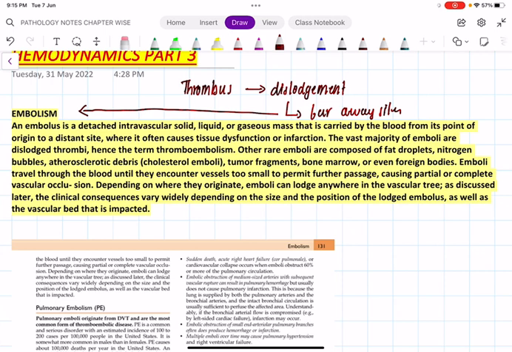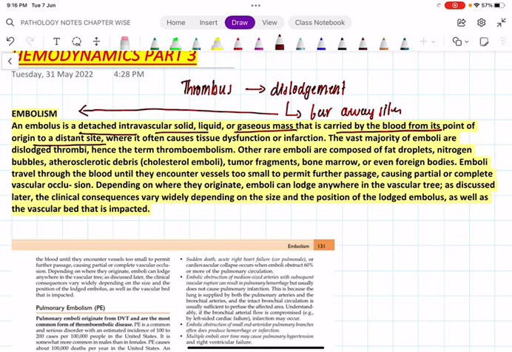Define embolism. Pulmonary embolism can be asked as an essay question. It has been once asked in your prof exam as an essay question. I will explain that very soon. So what is an embolus? It is a detached intravascular solid, liquid or gaseous mass which is carried by blood from its point of origin to a distant site, and at that distant site it will cause some tissue dysfunction or infarction.